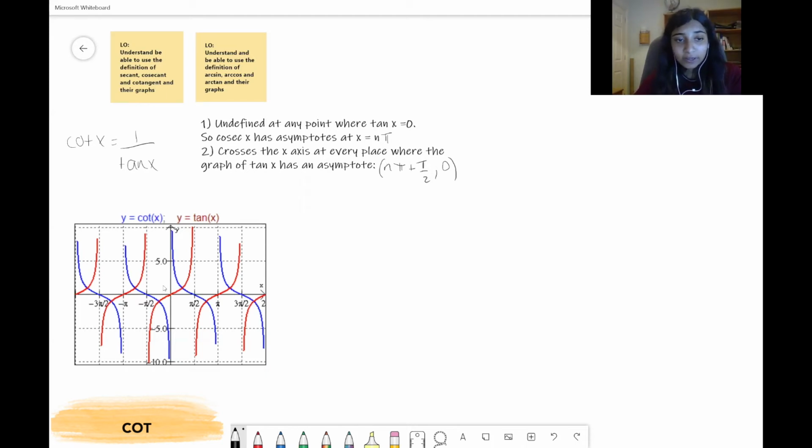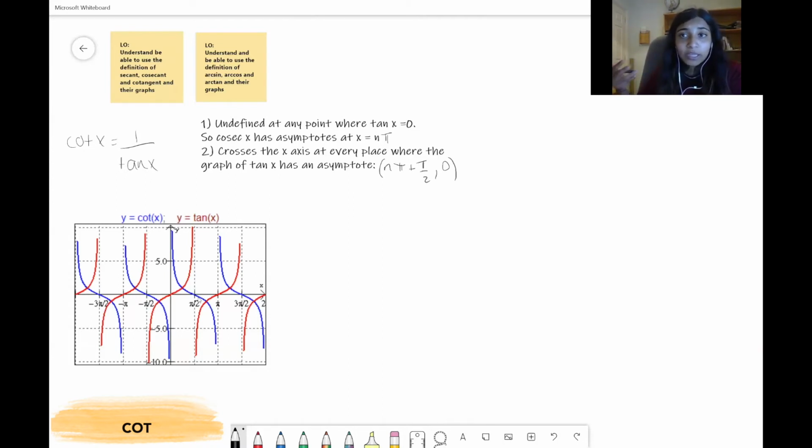So if n is 0, that's 0. If n is 1, that's just pi. If n is 2, it's 2 pi. And then the second point is that it crosses the x-axis at every point where the graph of tan x has an asymptote. So wherever there are points like pi over 2, tan x has an asymptote. That's because as you keep getting close to the asymptote, if you get close to pi over 2, your values for tan x become really large and go towards infinity.